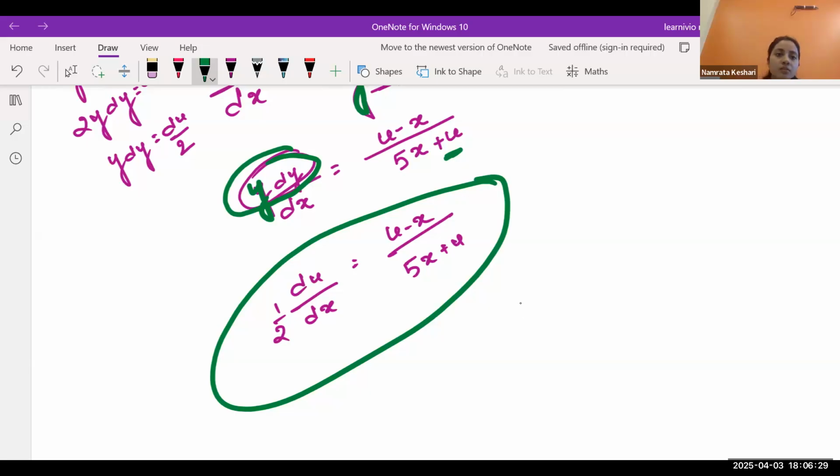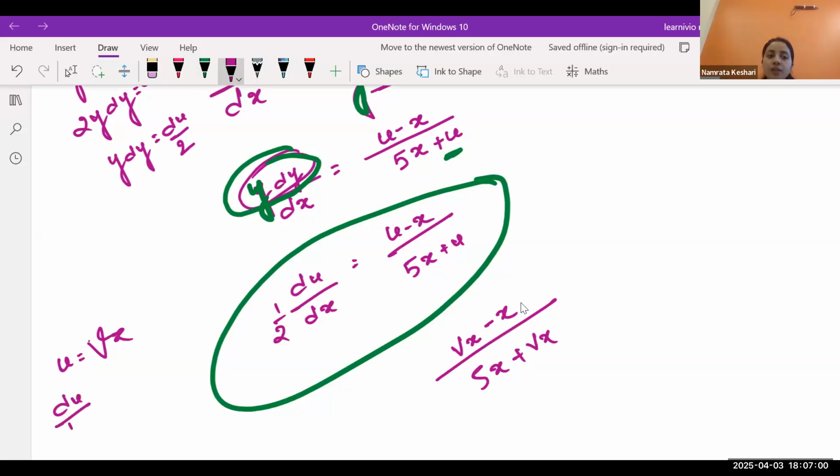You can take v or maybe t, whatever you want. So you can take u is equal to vx. Don't get confused between u and v. This u is vx, so we can take this vx over here: minus x over 5x plus vx. If u is vx, then du/dx is v plus x dv/dx.